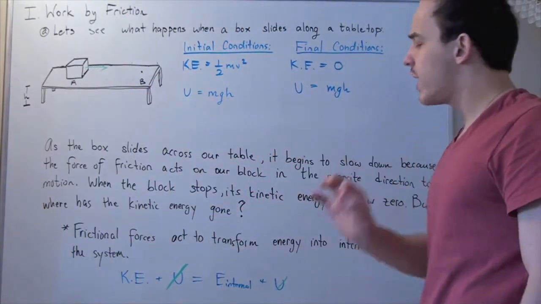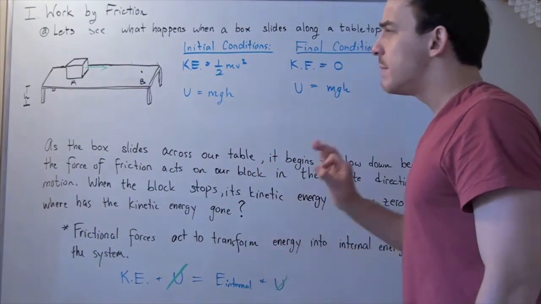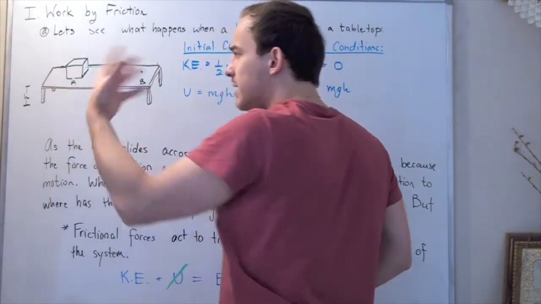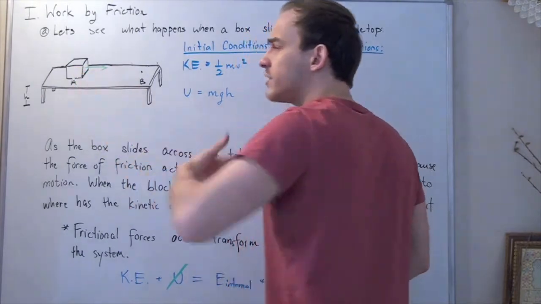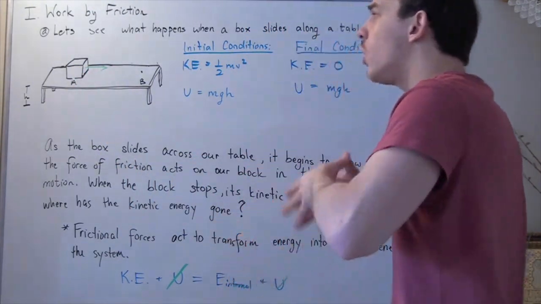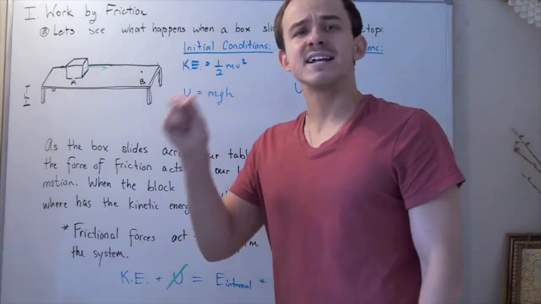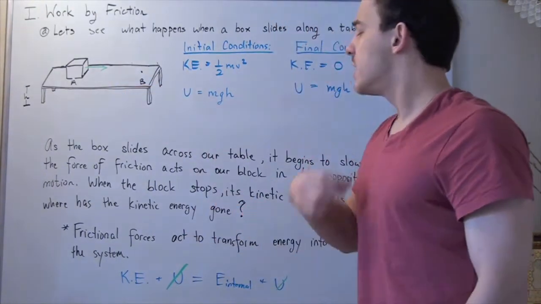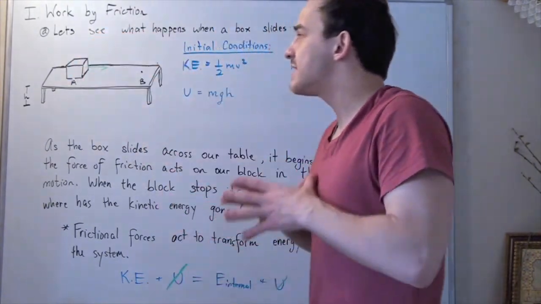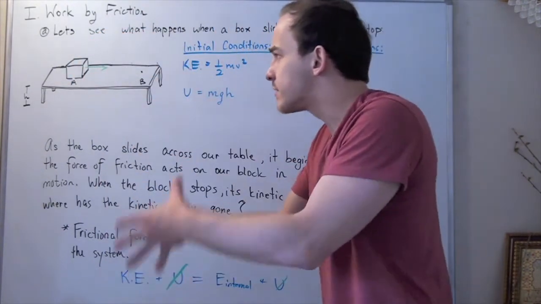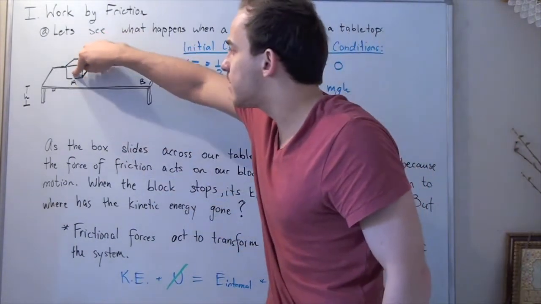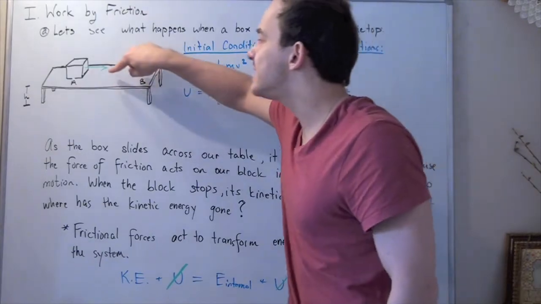Now actually, in a way, that's not quite true, because the tabletop and our box, we're making the assumption, are at the same temperature. That means that some of the friction forces also increase the internal energy of the tabletop. So actually, the kinetic energy of this moving object has been transformed into the internal energy of both our system, the box, as well as the tabletop.